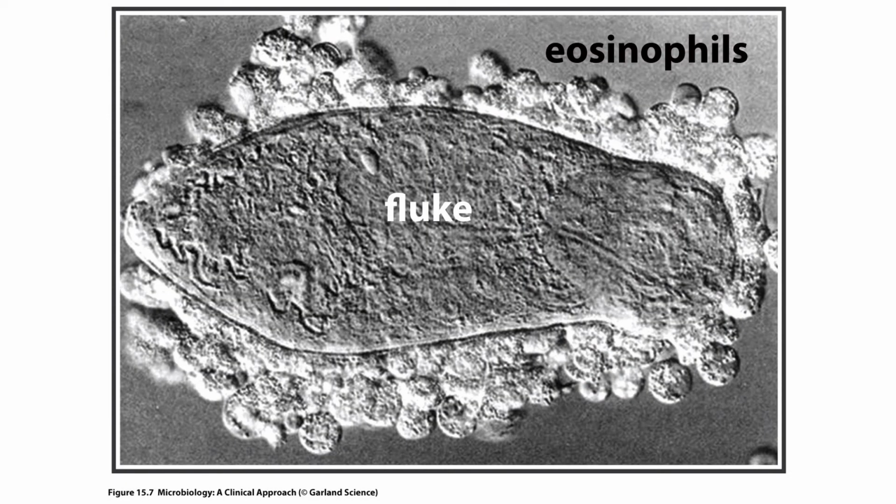So here's a picture of a fluke that is much too large for those immune cells to kill by phagocytosis. You can see those immune cells have surrounded it and they're injecting toxins and they're killing this worm. Don't feel sorry for the worm.